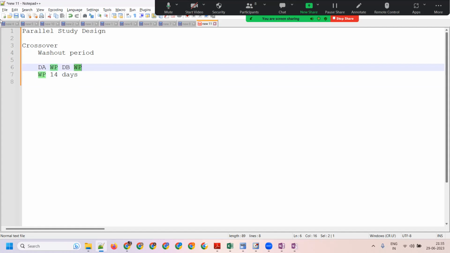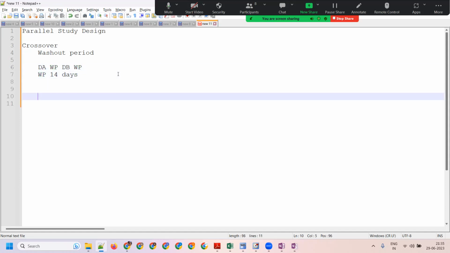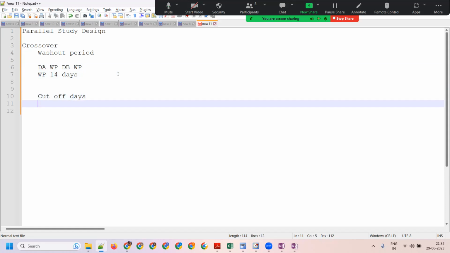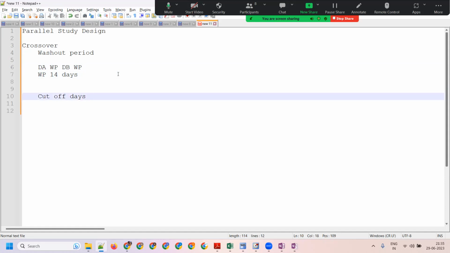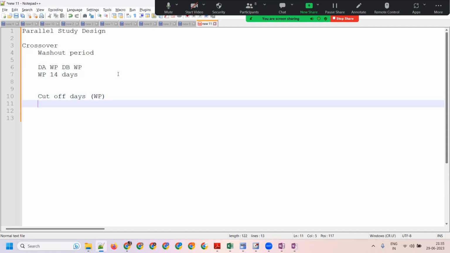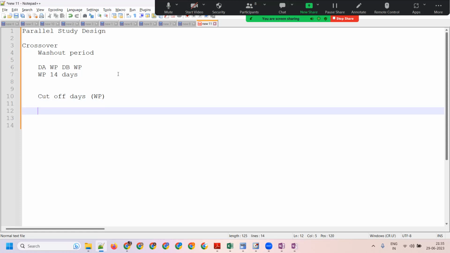Exactly. Meaning that now I need to consider the cutoff days. Correct? What is this cutoff days? Cutoff days is nothing but your washout period. Meaning, if I go with the crossover period, I need to consider my treatment start date, and along with that, how many days are there in the washout period. That washout period also I need to consider. Correct or not? The window, now the washout period comes to the picture.